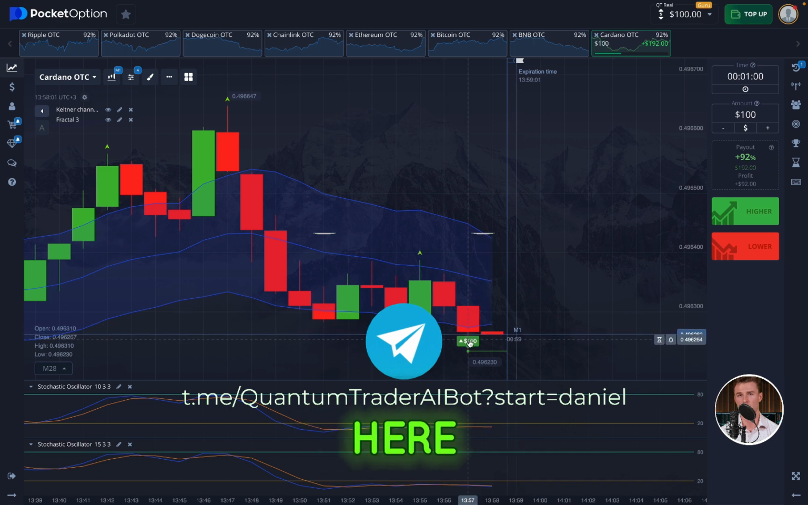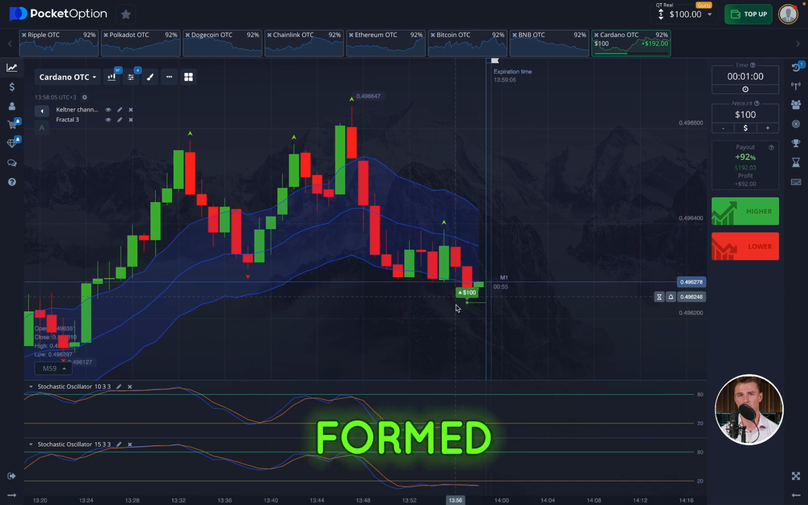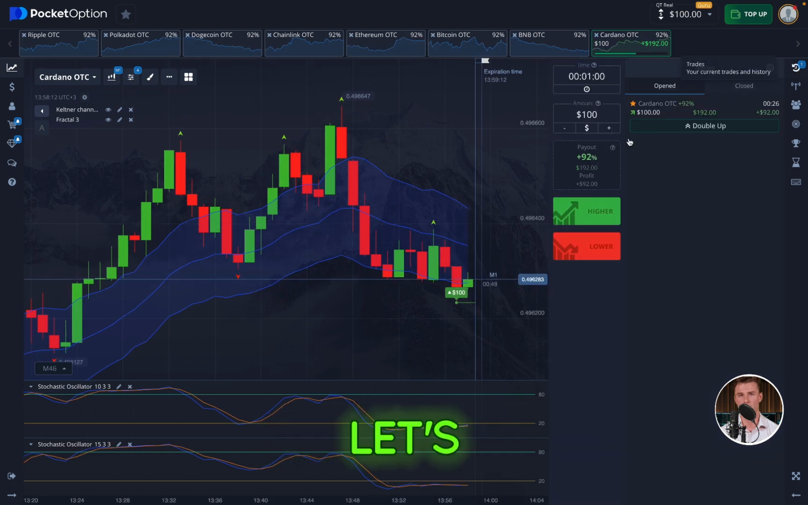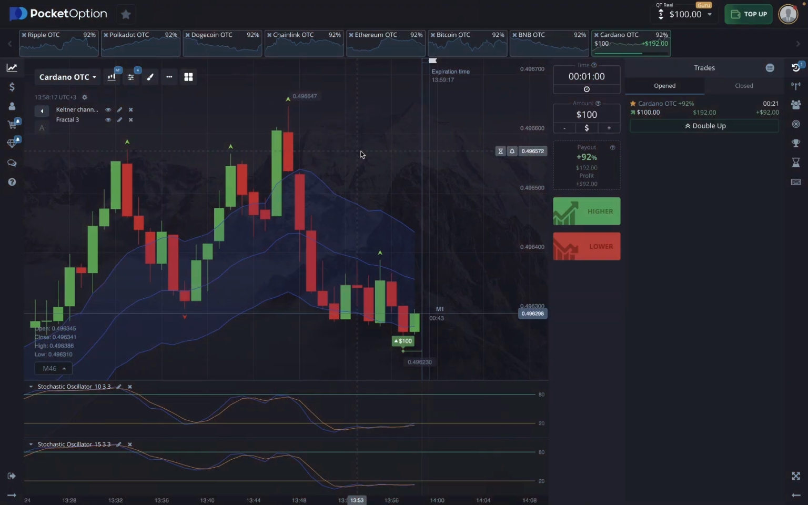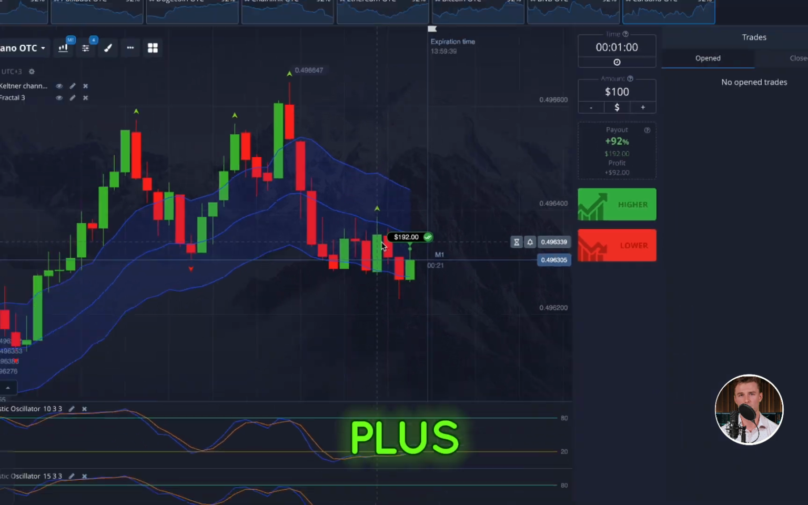And here, in fact, a local minimum should be formed now. And further, the dynamics of the movement should go up the trend. Let's see. And the first trade closes with a plus without any problems.